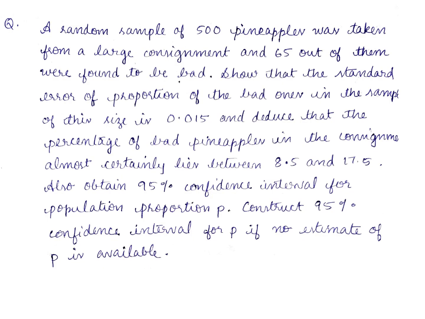A random sample of 500 pineapples was taken from a large consignment and 65 out of them were found to be bad. Show that the standard error of proportion of the bad ones in the sample of this size is 0.015 and deduce that the percentage of bad pineapples in the consignment almost certainly lies between 8.5 and 17.5. Also obtain 95% confidence interval for population proportion P. Construct 95% confidence interval for P if no estimate of P is available.